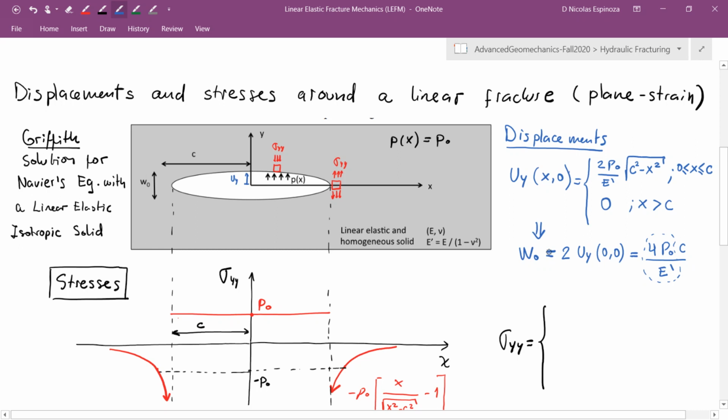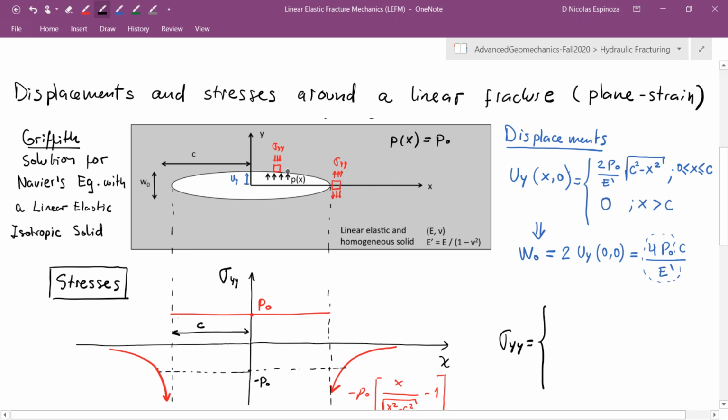All right, we have addressed the first part of the solution, which is the displacements. Remember that when you are solving the Navier's equation, you always solve for displacement and then you compute your stresses. All right, let's look at the stresses around the fracture and what that solution is. And let's start with the region in which the pressure is in contact with the solid.